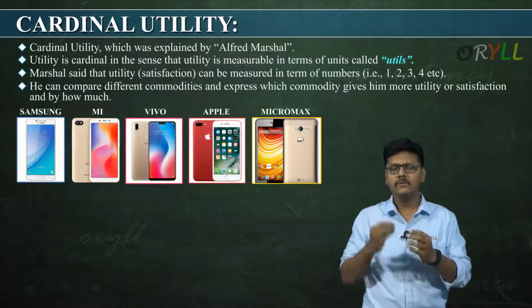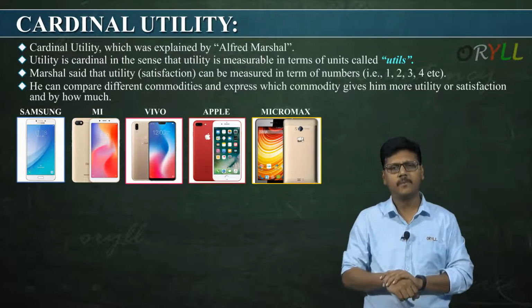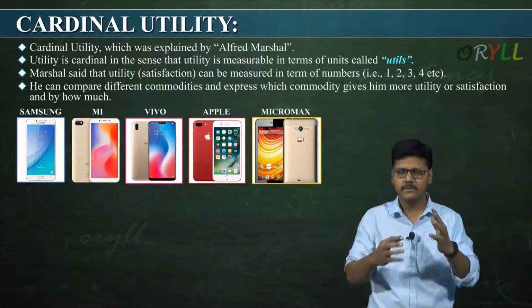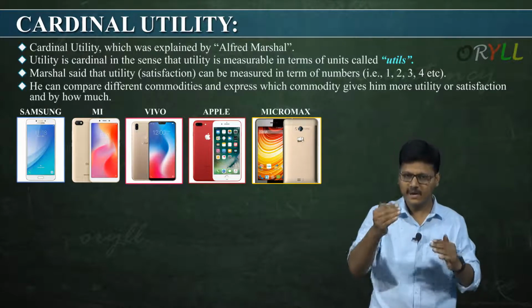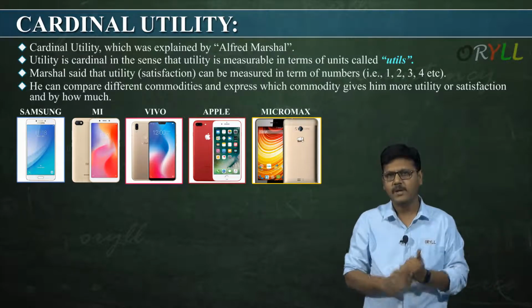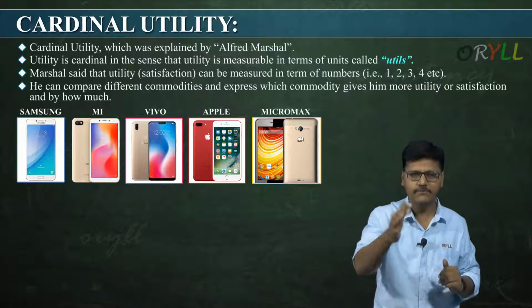Now you are asked to give the ranking for this one. You have used all these 5 mobiles and you are giving, or not ranks, you are giving your satisfaction levels by numbers according to the cardinal utility. Out of 5 we are going to take in this example. So you are asked to give your satisfaction levels out of 5.